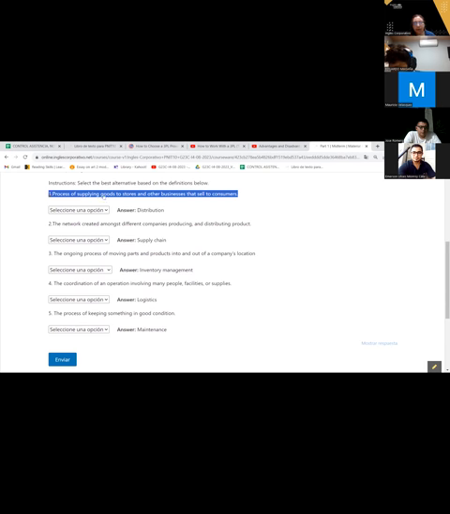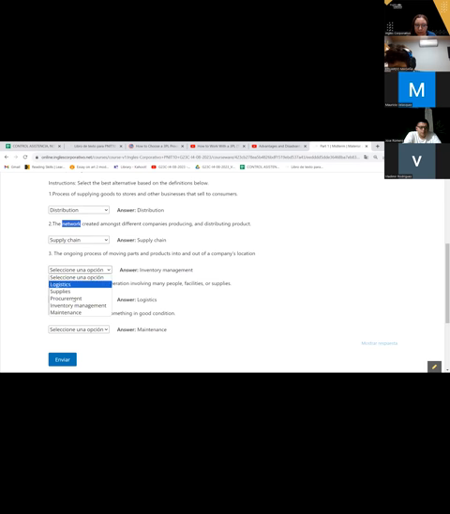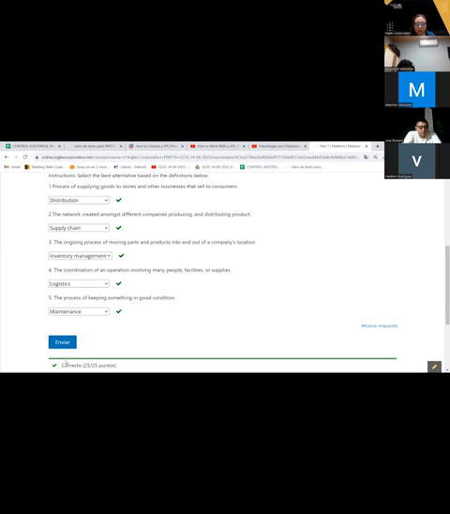For number one, it says process of supplying goods to stores and businesses that sell to consumers. That would be distribution. Then we have number two, and it says the network. Supply chain. Make sure that you select it and then you complete it. Number three, the ongoing process of moving parts and products into and out of a company's location is called inventory management. Then the coordination of an operation involving people, facilities, or supplies is logistics. And then the process of keeping something in good condition is maintenance, mantenimiento, and this one applies for everything.